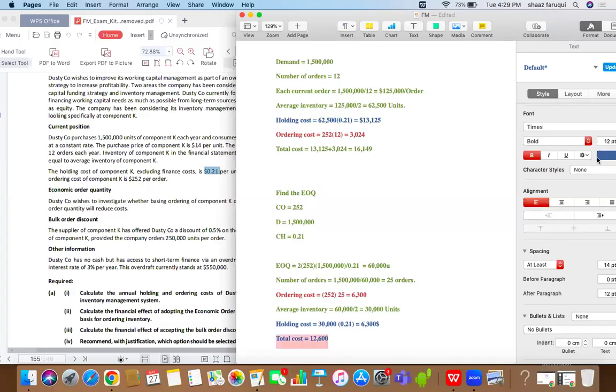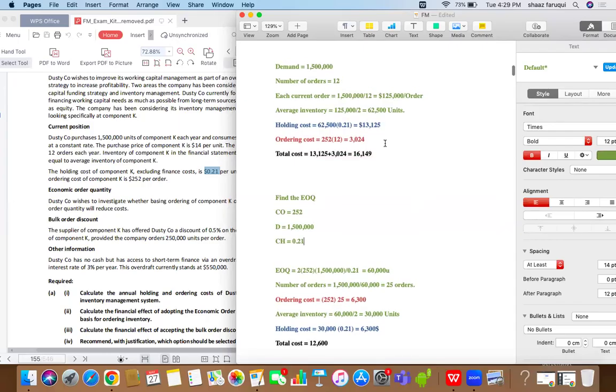I'm putting this in black so that you're able to compare. Let me just see. Yes, we are recording. You're able to compare and see now. Last time, when you ordered 125,000 units at a time, your total cost related to inventory was 16,000. But now it is only 12,600.